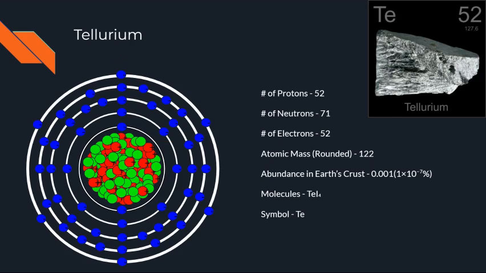The abundance in the crust is 1,000 times 1 times 10 to the negative 7th power. Boy, that's long. Molecules include tellurium iodide 4, and the symbol is Te. Tellurium is another big one when it comes to elements, just bigger than, or heavier than antimony.